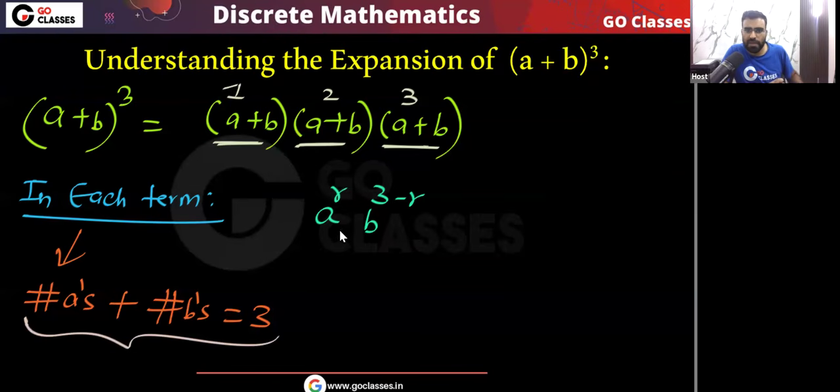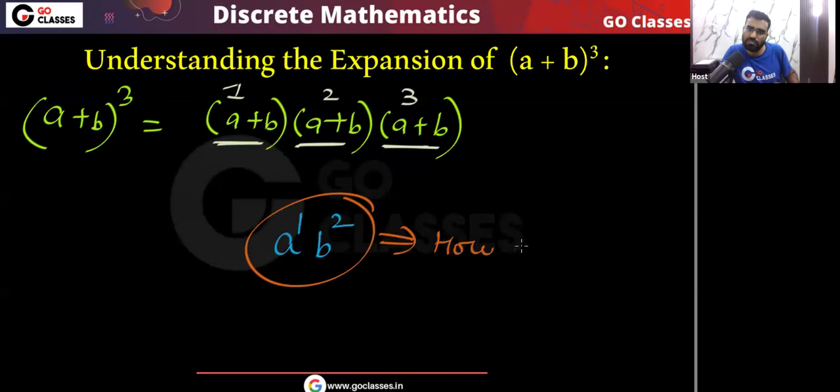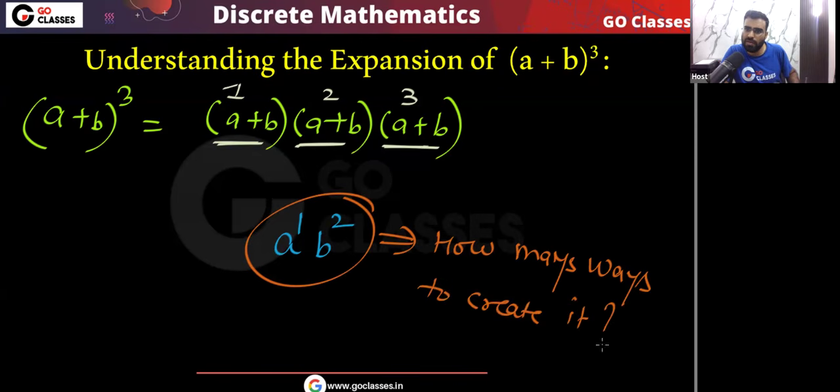What is the second observation? You tell me, in how many ways can we create this term? For example, if I want a power 1, b power 2, in how many ways can I create this term? This is your abb. Or I can say 1a I want and 2b I want. So how many ways are there to create this term? Tell me. Very simple. Remember, from these three factors, one of them will give me a and the remaining two will give me b. Yes or no? So how many ways are there?